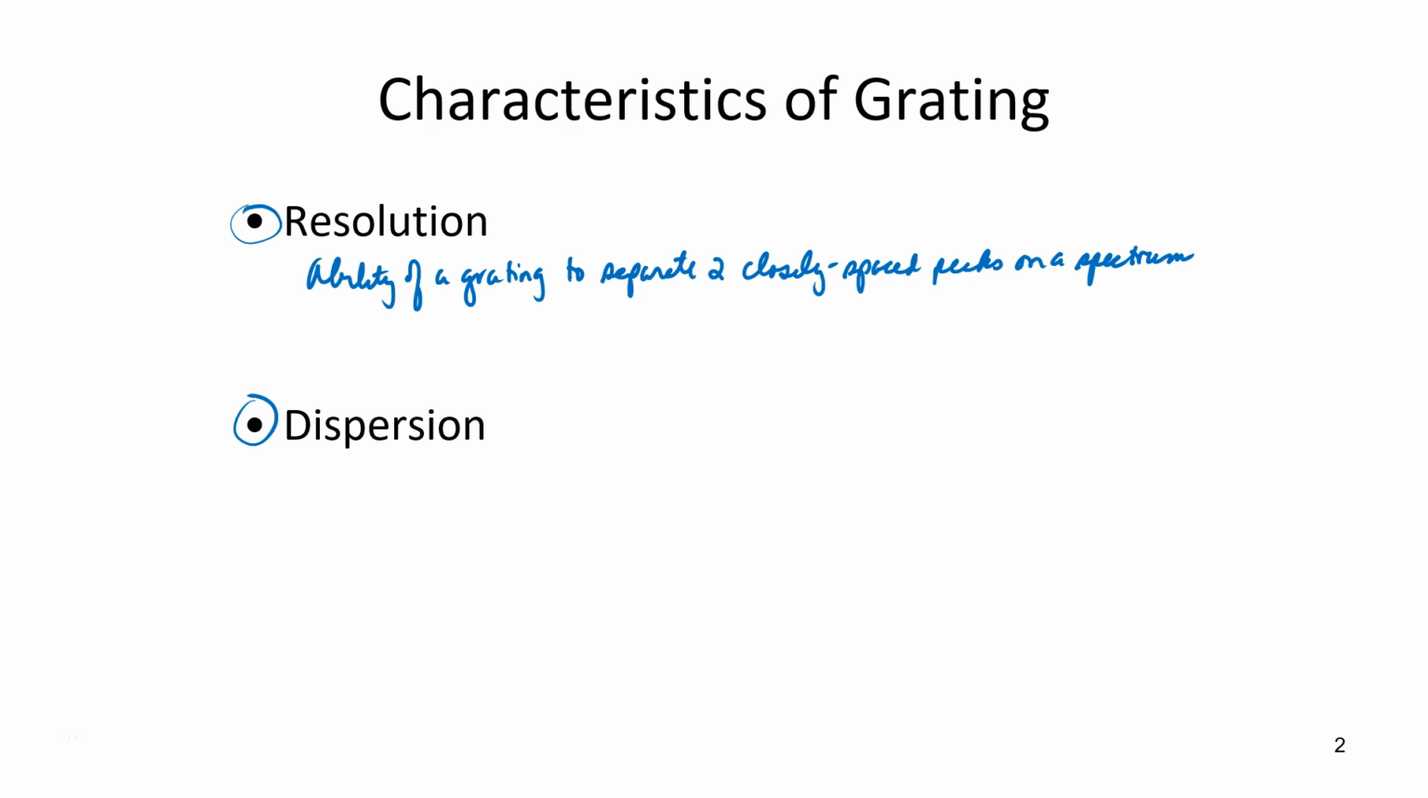Dispersion is the ability of a grating to separate two wavelengths through an angle.